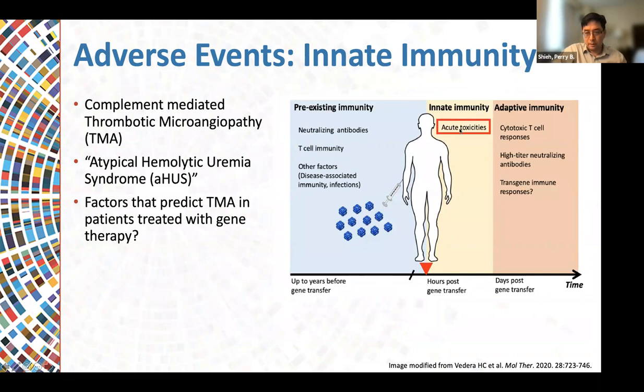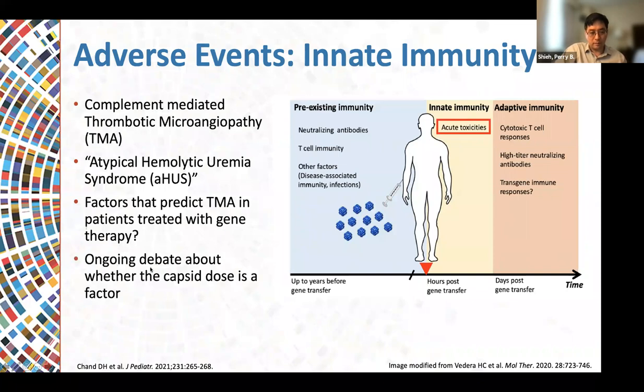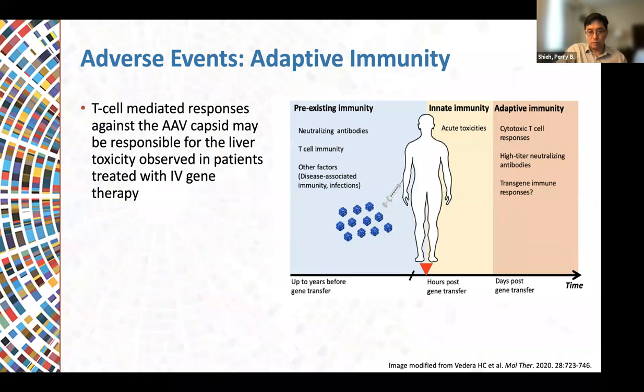And in the immediate period, within the first week or two, you can get the innate immune system attack activating. So the complement-mediated thrombotic microangiopathy tends to happen within the first week or two, or sometimes what we call atypical HUS. And we don't really know why the patients who get TMA get it, and why the patients who don't get it don't. Some people have talked about capsid dose, but it's not clear that the number of capsids we're infusing is actually the main issue.